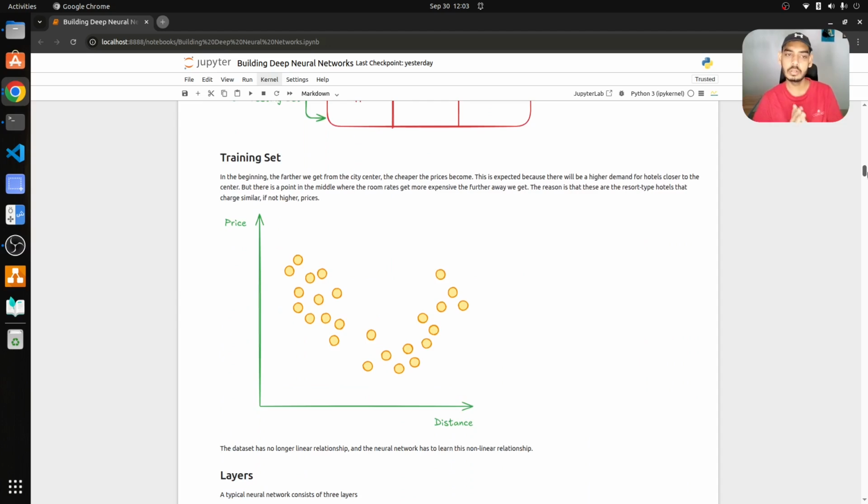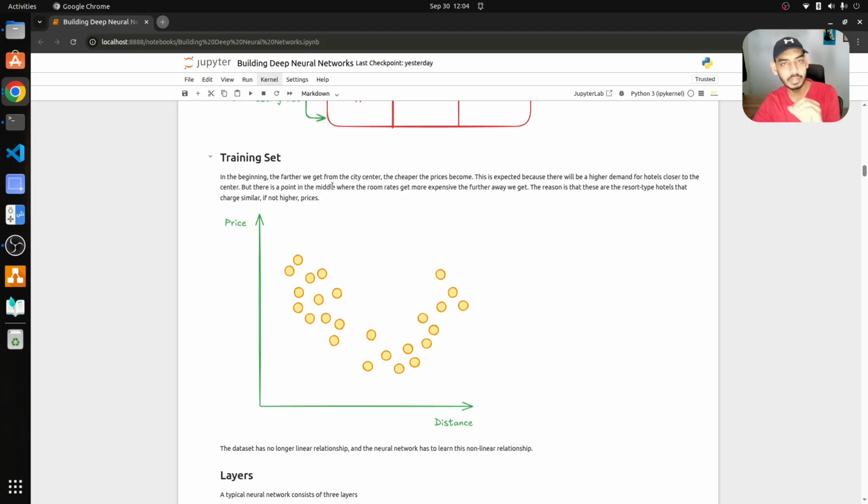Now if we plot the graph between distance and price, this is how it looks. There is no purely increasing or purely decreasing graph. This is a curve that you need to understand with the help of a neural network. In the beginning, the farther we get from the city center, the cheaper the prices. This is expected because there will be a higher demand for hotels closer to the center.